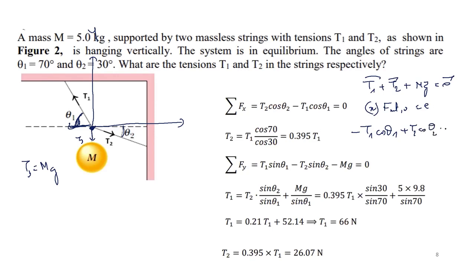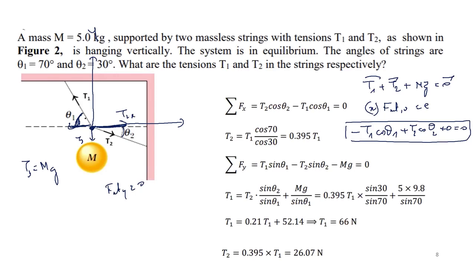And mg does not have a 0. So this is T2x. Okay? So I have my first equation, two unknowns, T1 and T2. Now along y, I have net force along y is 0.